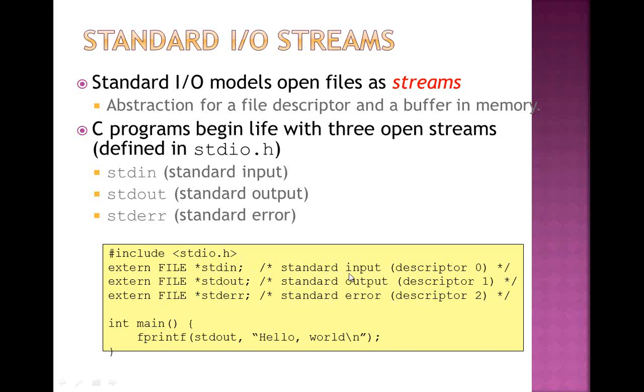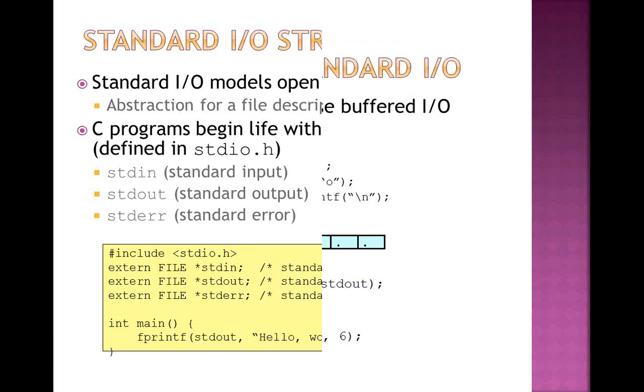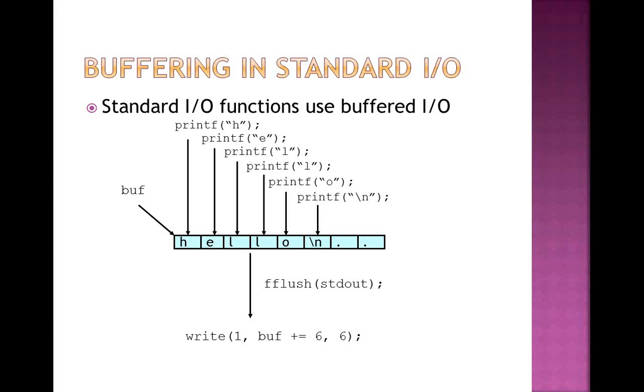Standard input is descriptor 0, standard output is descriptor 1, and standard error is descriptor 2. Using the int main function, printf first of all means writing to the file, that is standard output, writing hello world on the next line. So this is the concept of how it is used.